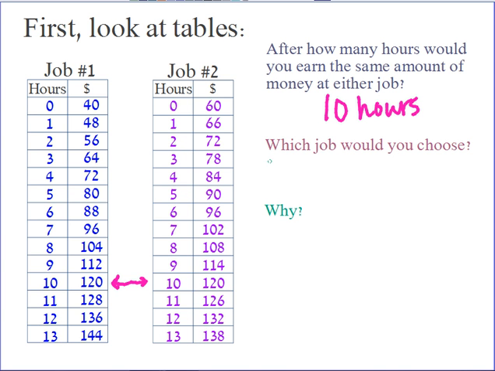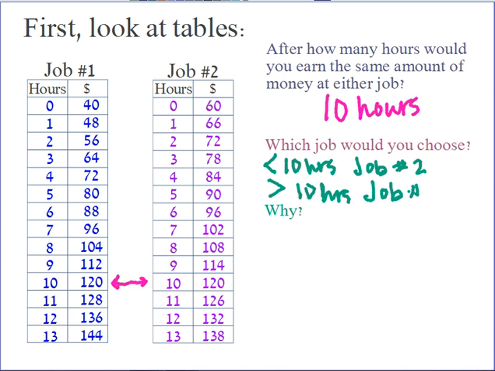Yeah, so we are going to have two different answers to this question. If I wanted to work less than 10 hours, I would choose job number two. And if I wanted to work more than 10 hours, I would pick job number one. And why? Because I want to make the most money. Of course.